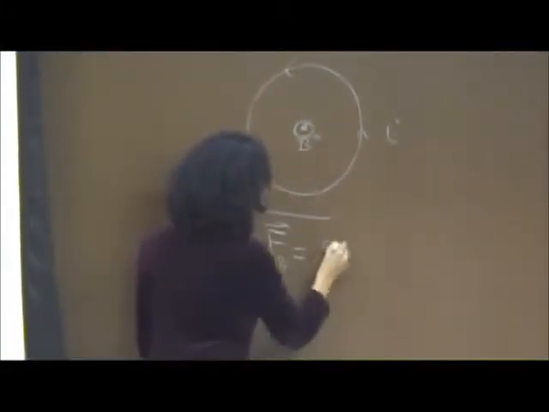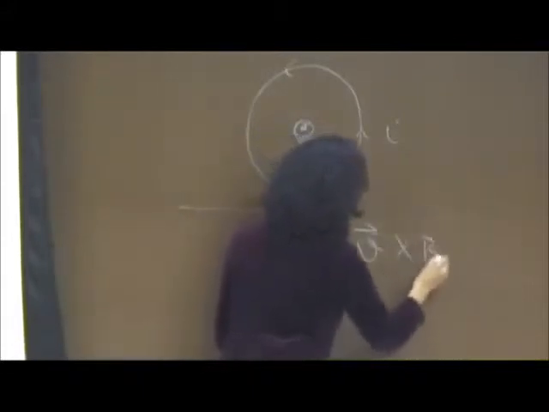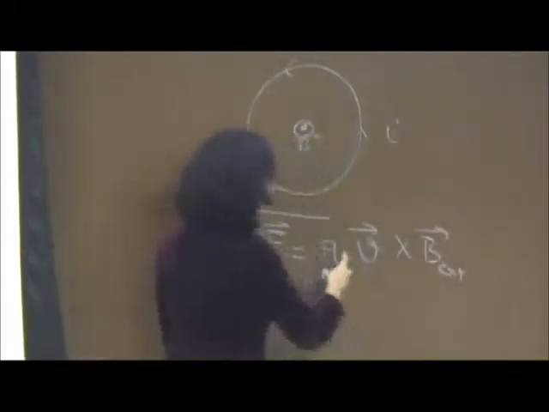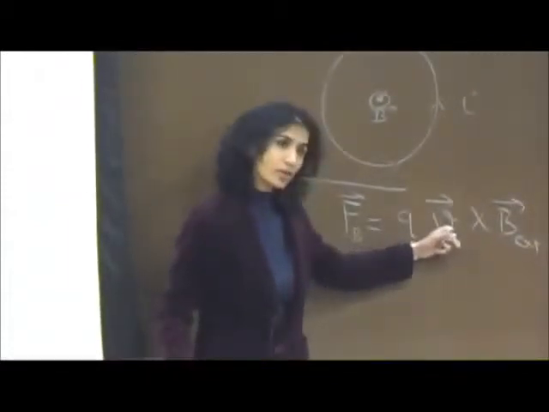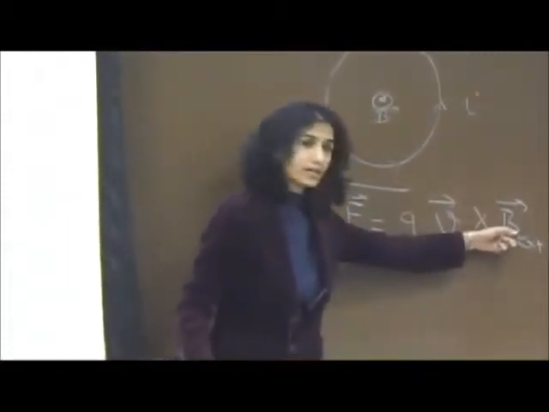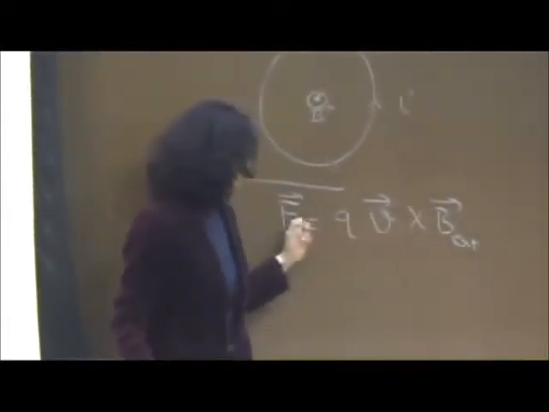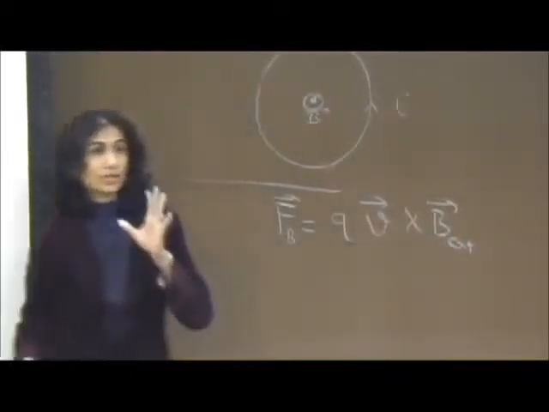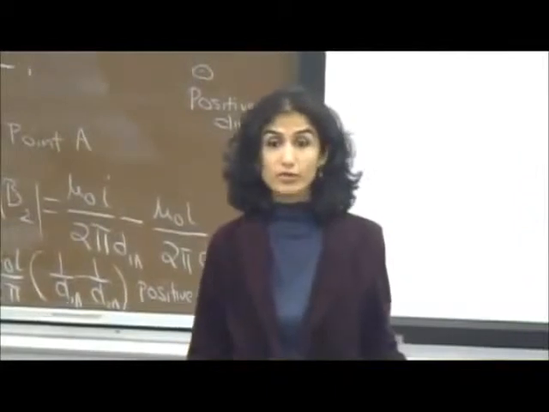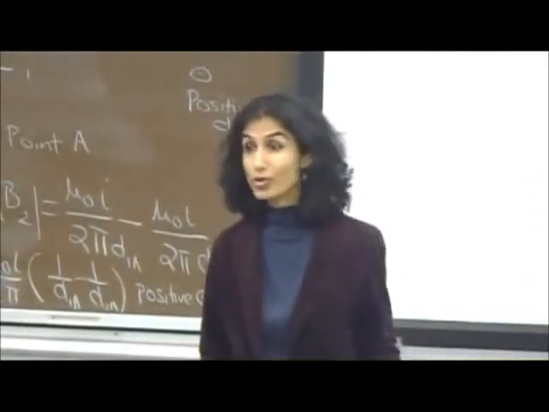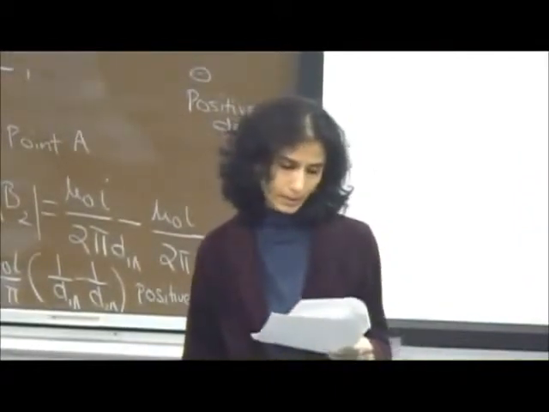Remember, the magnetic force is Q V cross B. So if a charged particle is moving in a magnetic field, the magnetic force is always perpendicular to the velocity, and the magnetic force is always perpendicular to the B external. So magnetic force can never be in the direction of velocity. It's always perpendicular to it. Does that make sense? Okay. In fact, if the charged particle was moving parallel to the magnetic field, it will be completely oblivious of the presence of magnetic field, right? It will feel no force at all, no magnetic force, right?